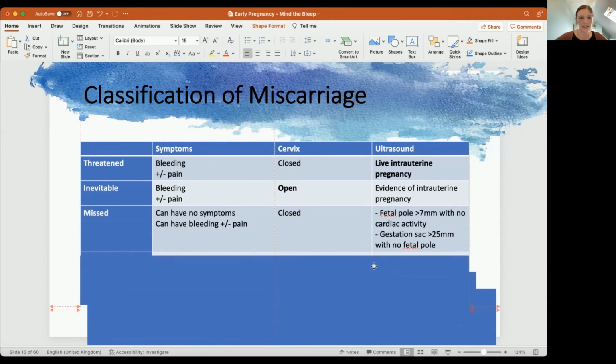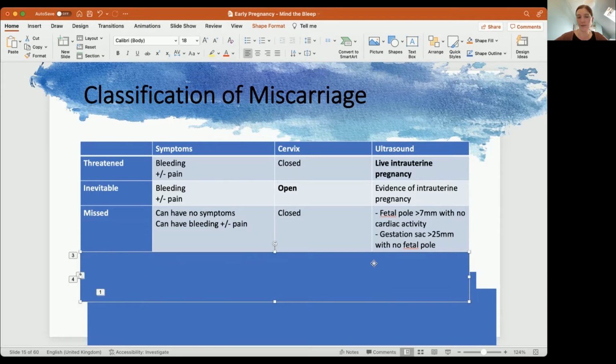A missed miscarriage, they might not have any symptoms potentially, actually. Sometimes women, unfortunately, go to their 12-week scan and there's no heartbeat, but there's not been any bleeding or anything like that. If you were to examine these women, they would have a closed cervix, and the scan would show a baby that is big enough where we should be able to see a heartbeat, but there is no heartbeat.